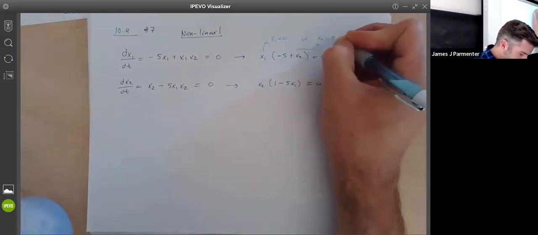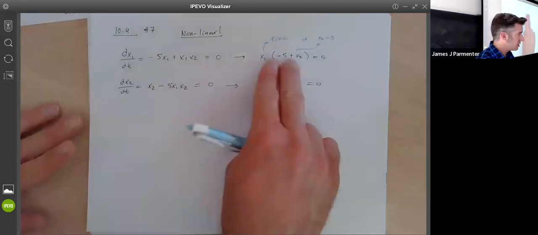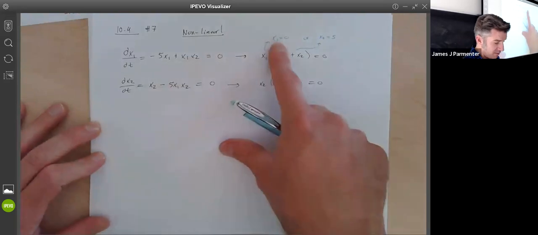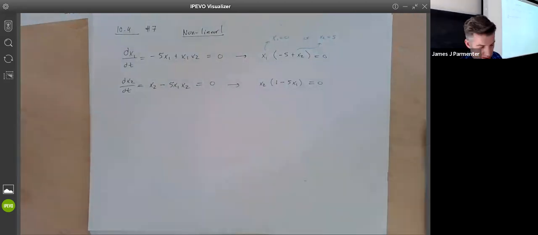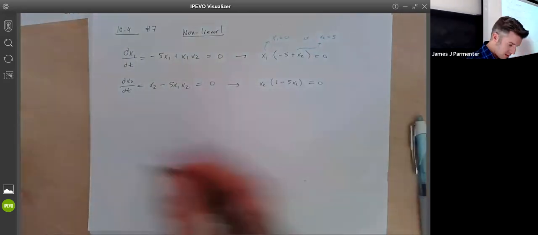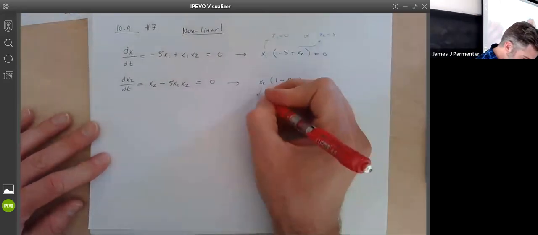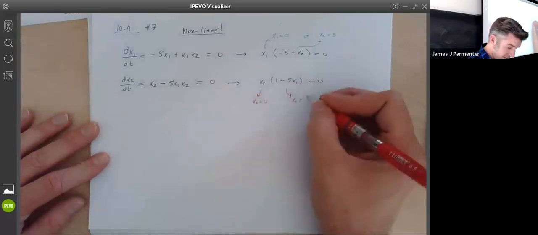Now I really have to stress, 0, 5 is not an equilibrium. That is, x1 is 0 and x2 is 5, not an equilibrium. It makes this equation 0, but those values don't make this equation 0. Right? If you plugged in 0 for x1 and 5 for x2, you get 5 times 1 minus 0, which is 5. So the point I'm making is both equations have to be 0 at the same time. So for this other one, we're going to get x2 equal to 0 or x1 equal to positive 1/5.